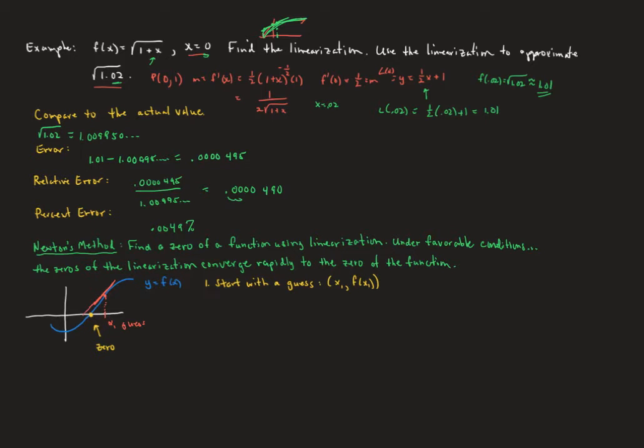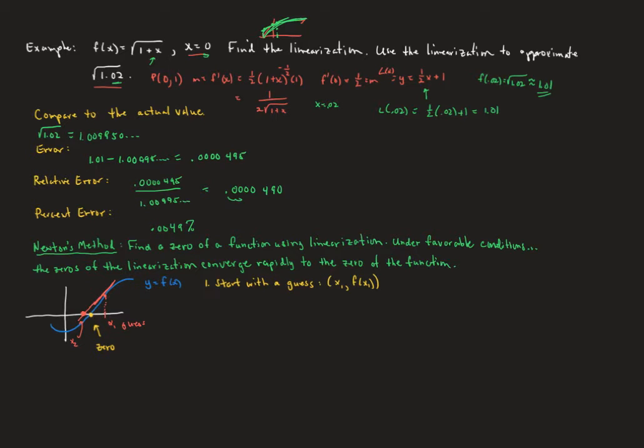We extend that tangent line until it crosses the x-axis. We find that value and we say that is going to be our next approximation. That x sub 2 that I just wrote there is going to be our approximation to our zero. And then we're going to repeat the process.